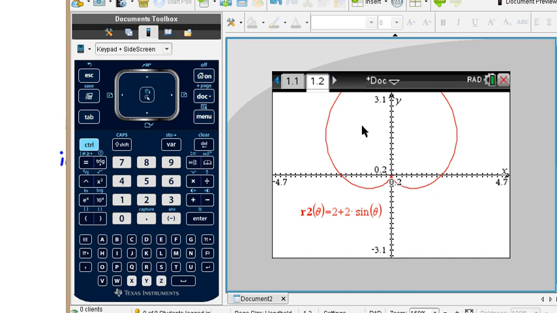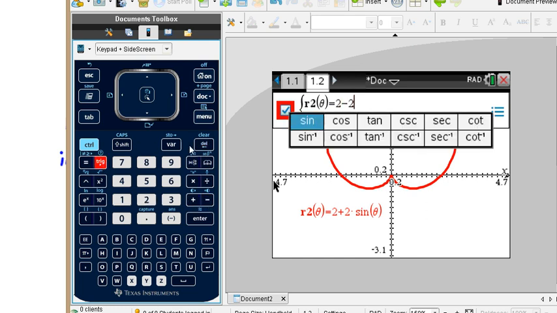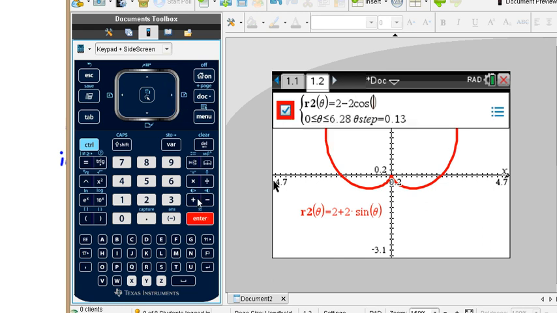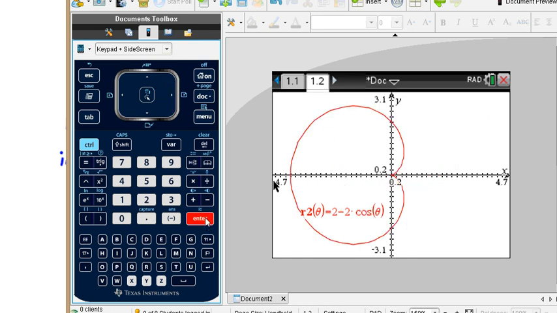and that's not like the graphs of A or B. So let's go ahead and take a look at the other choice given. And that's going to be 2 minus 2 cosine theta. So minus 2 cosine theta. And we'll press this over to, there we go. Let's enter. There we go.